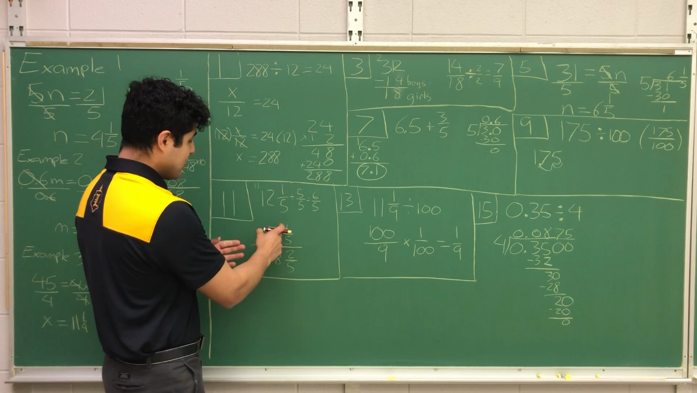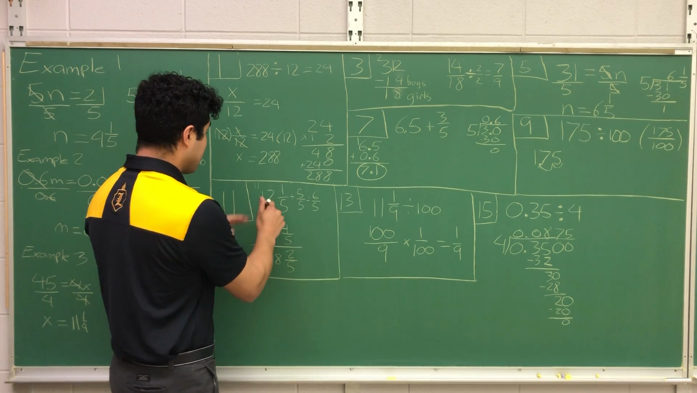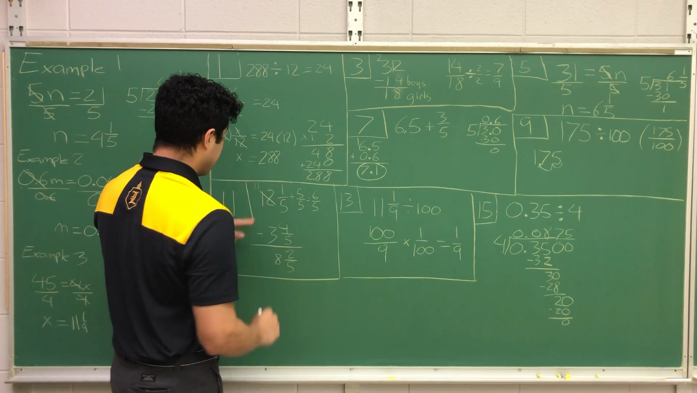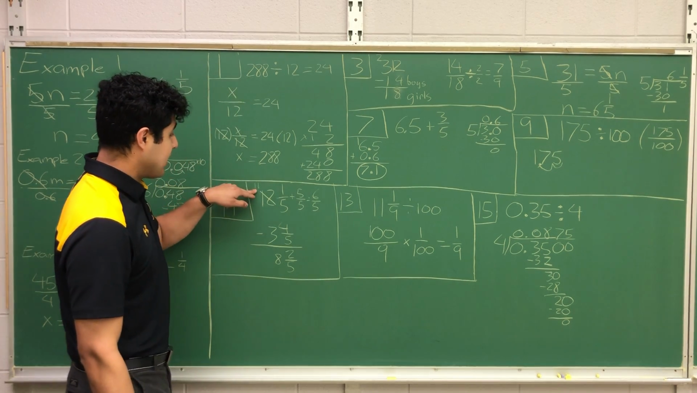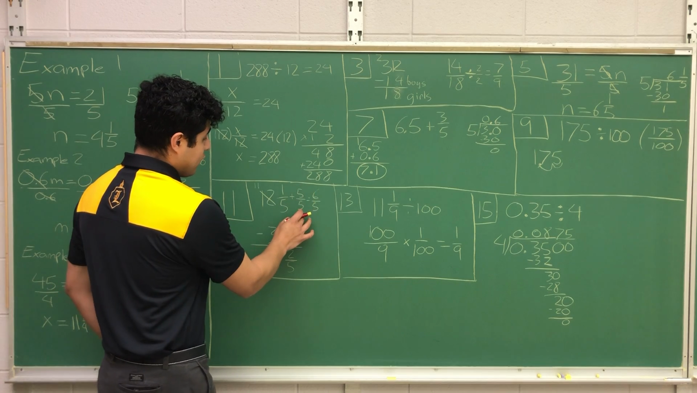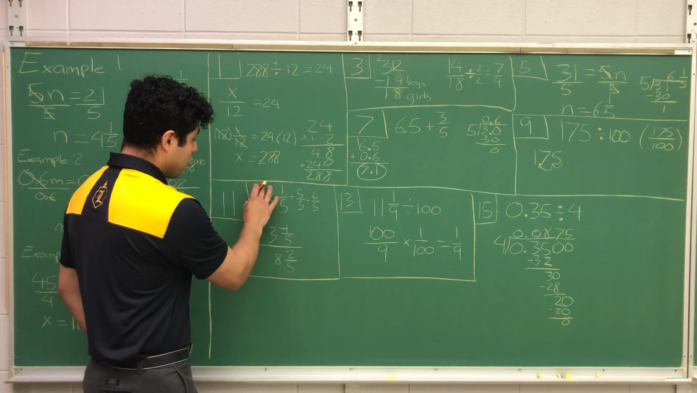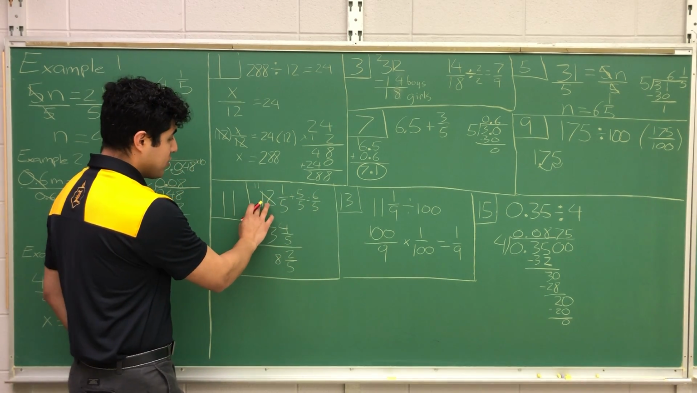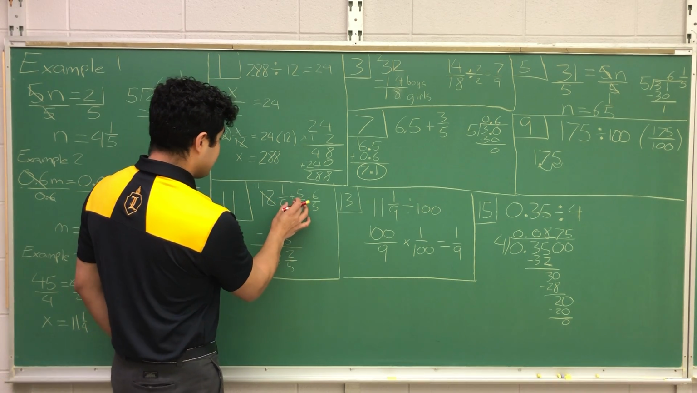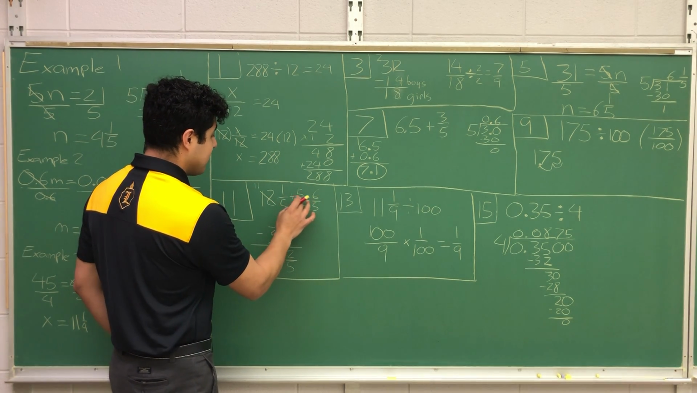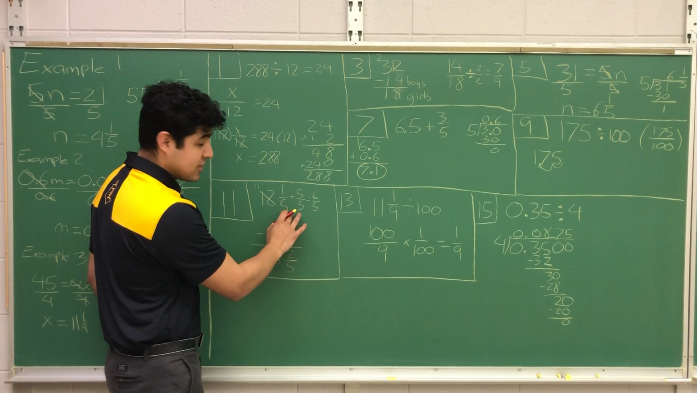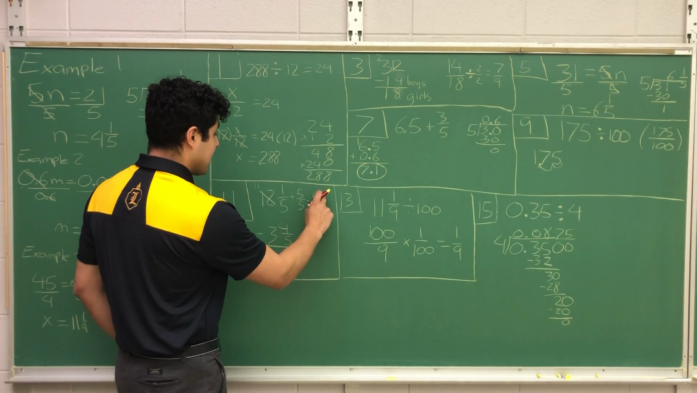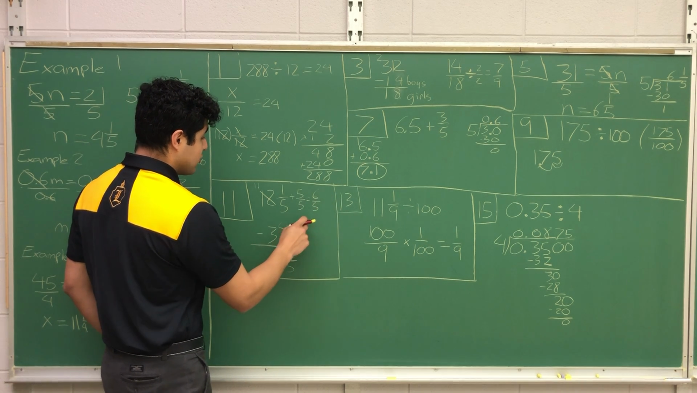Now, you can't take away 4 from the 1, so we need to borrow from the 12. We need to borrow a whole from the 12. The 12 becomes an 11, and we borrow 5 over 5. This represents the 1 that we borrowed from the 12. We add these together, 1/5 plus 5/5. When adding fractions, remember we don't add the denominators, we just add the numerators, so we've got 6 over 5.